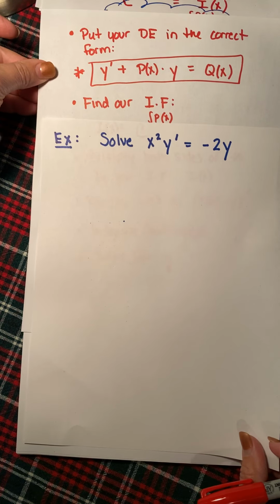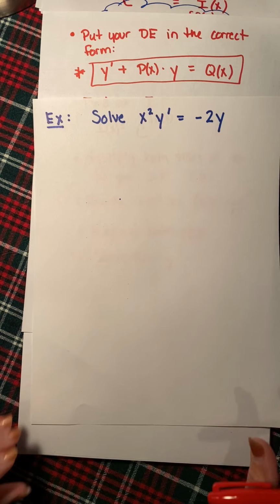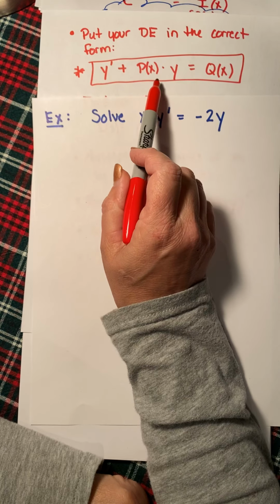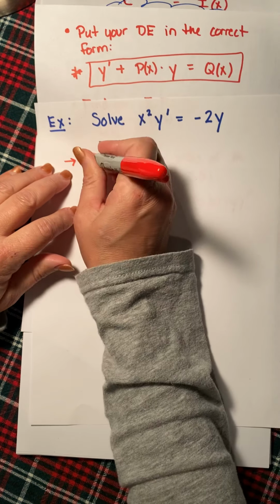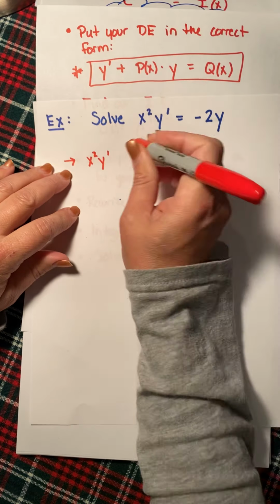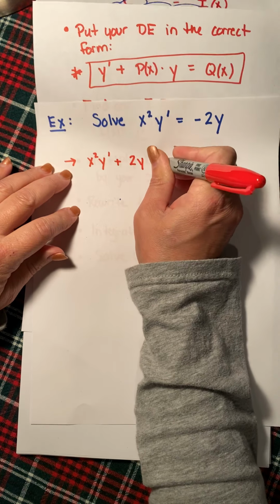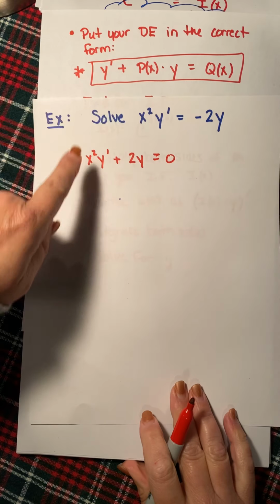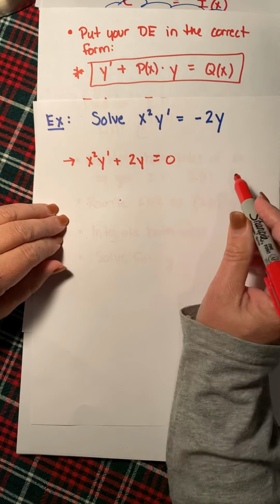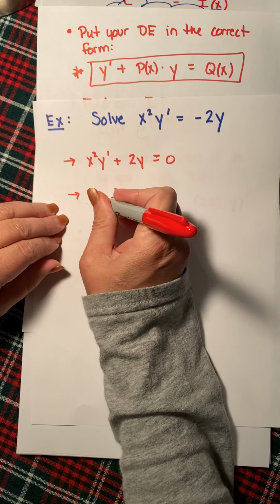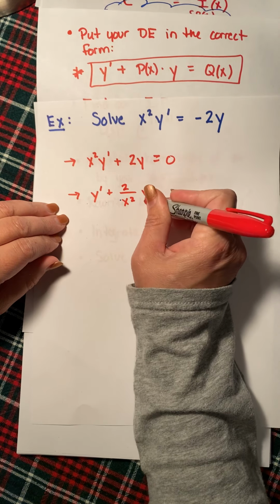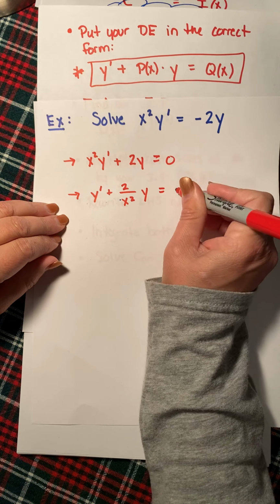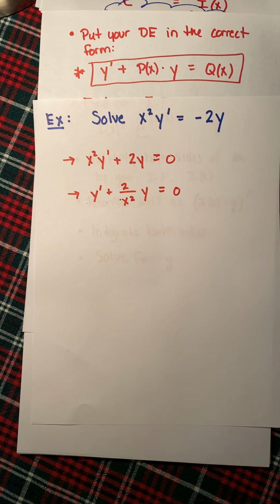So we have to put our differential equation into the correct form. It has to be y prime plus p, some function of x times y. So let's bring this over to the left side, and we're going to call this x squared y prime plus 2y equals 0. But I need y prime by itself, so now I'm going to divide everything through by x squared. So this is equivalent to y prime plus 2 over x squared y. And if I divide 0 by x squared, I'm still just at 0. So now this is in the perfect form that we can do this process.